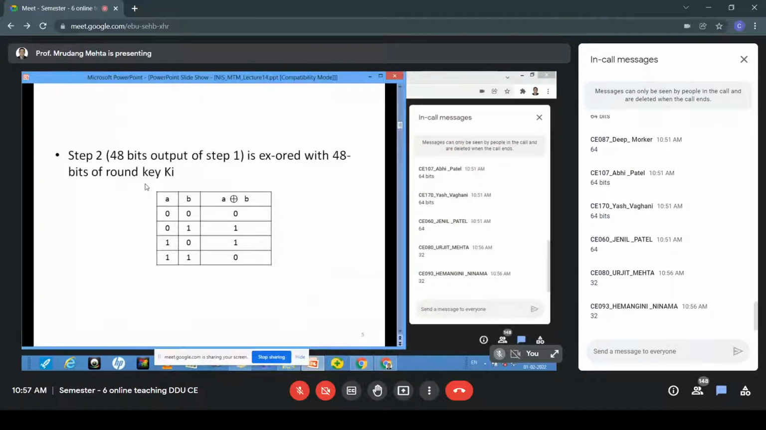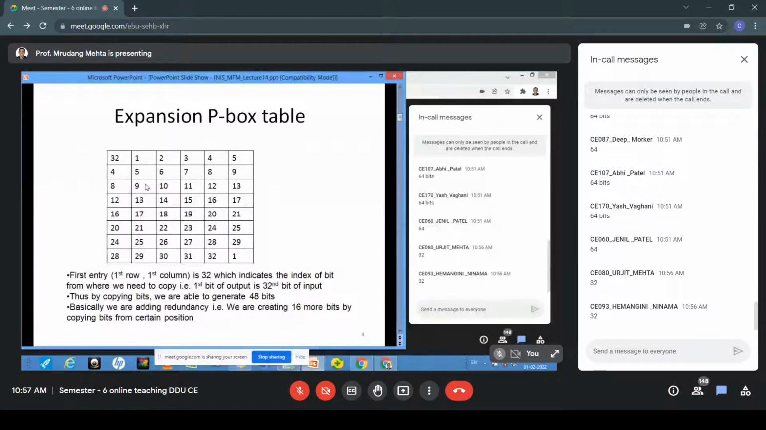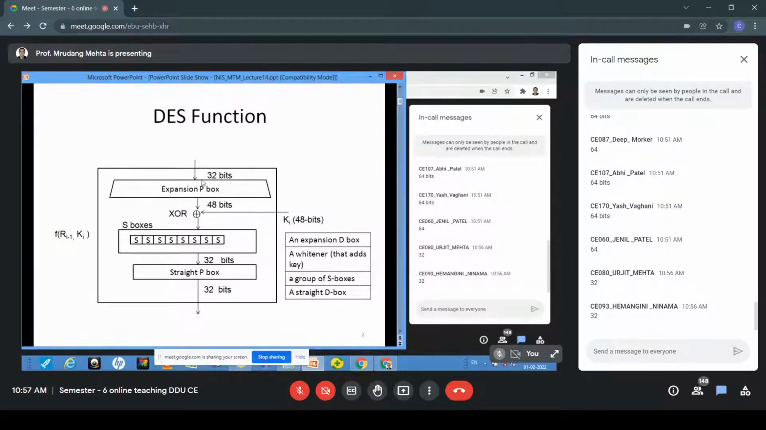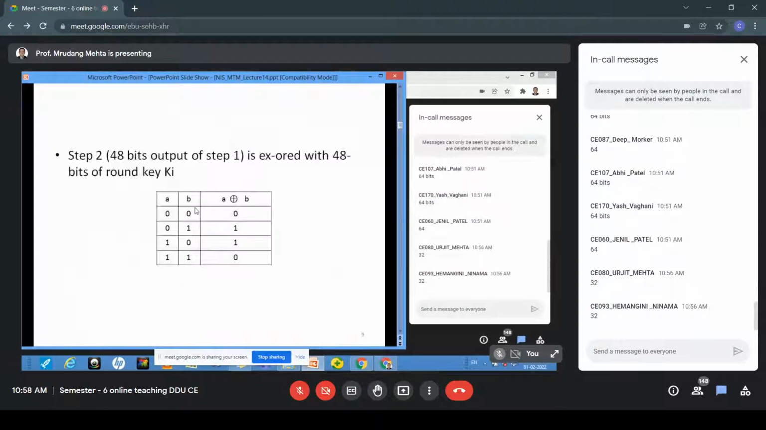Okay, now this was the first step, expansion. Expansion was the first step. Now what is the second step? The second step is XOR.